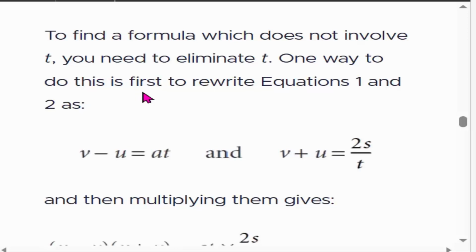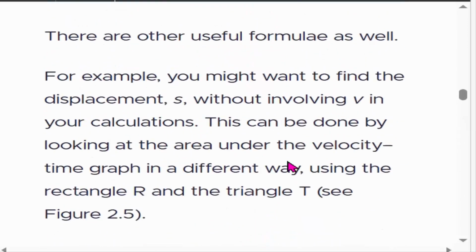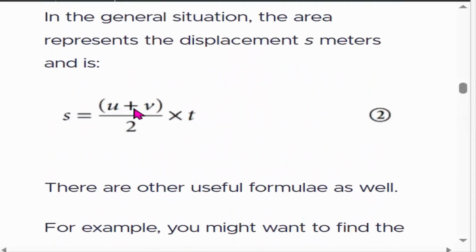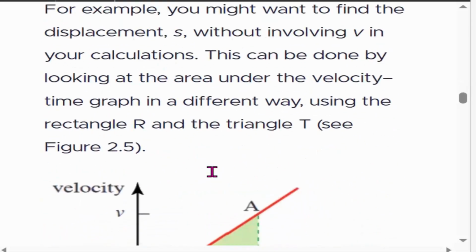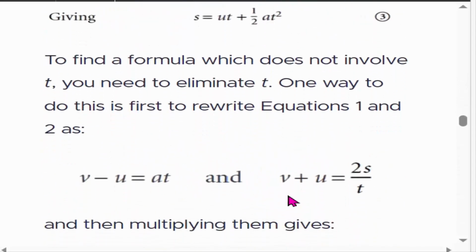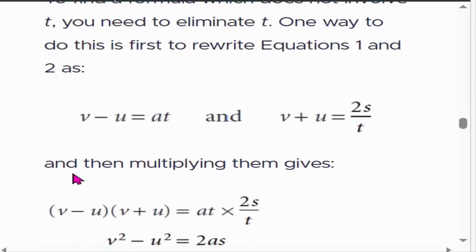One way to do this is first to rewrite equation 1 as v minus u equals at, and equation 2, a very similar equation, which gives s equals (u plus v) over 2 times t. We can take it to one side and write it like this: u plus v equals 2s over t, since when you cross multiply, the 2 goes there and t is divided. Then we multiply them together. This is like (a minus b) times (a plus b), which is a squared minus b squared.